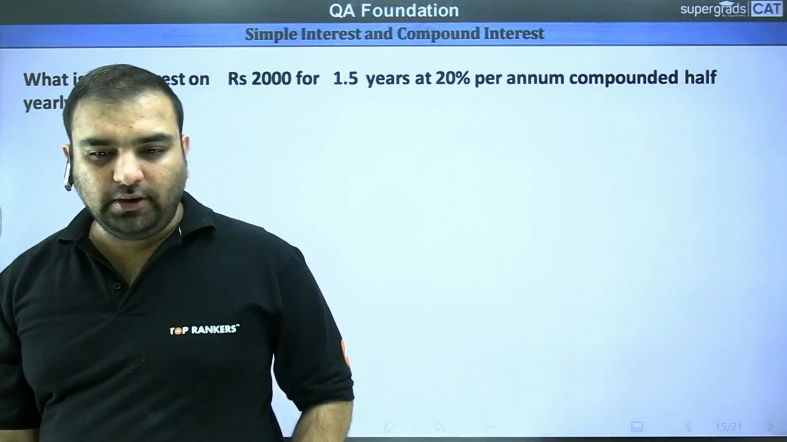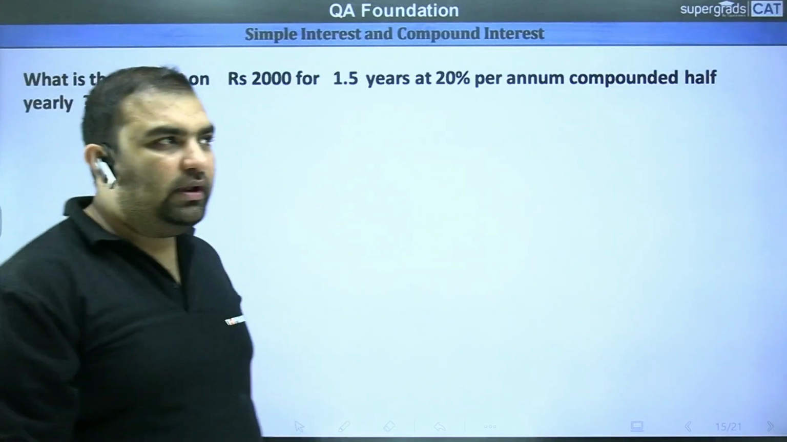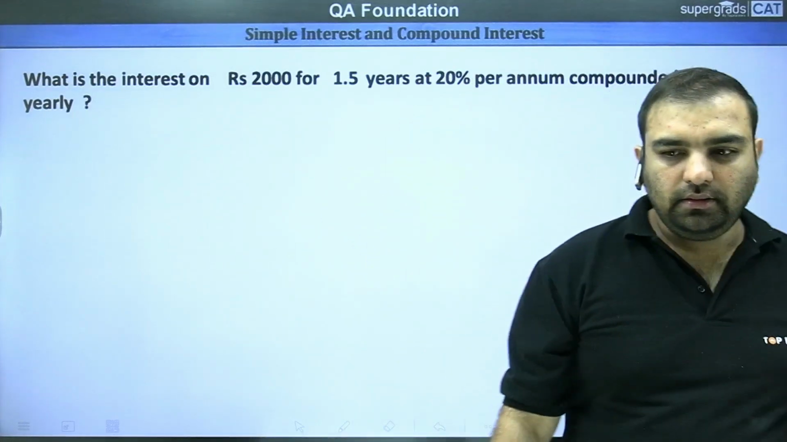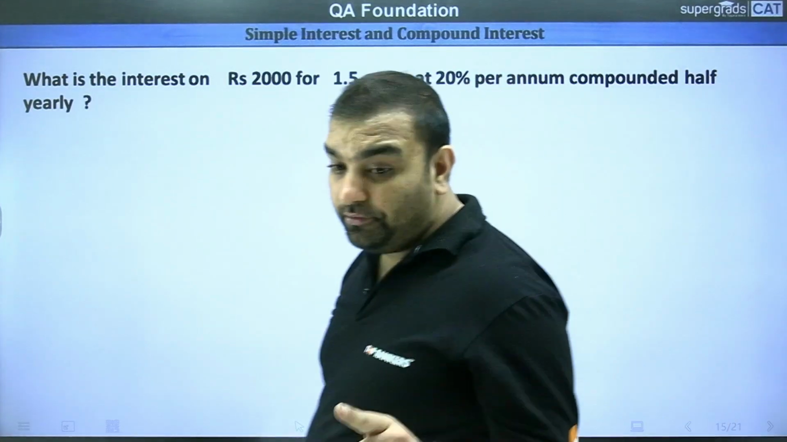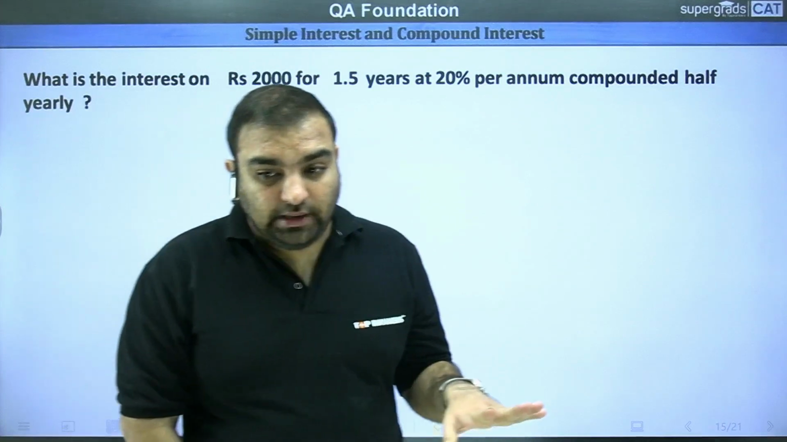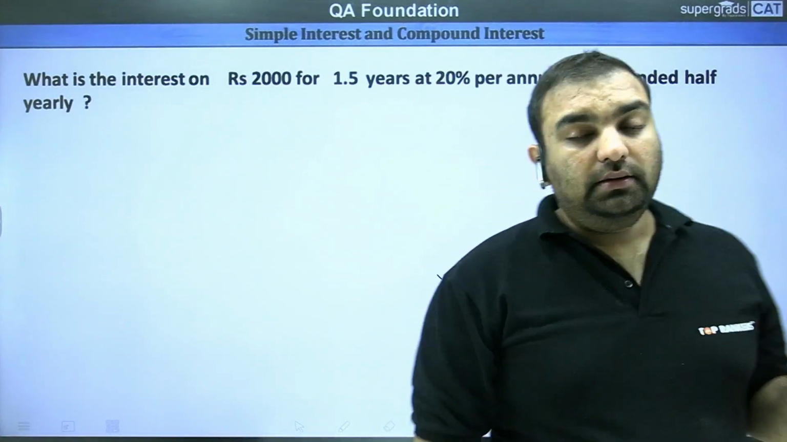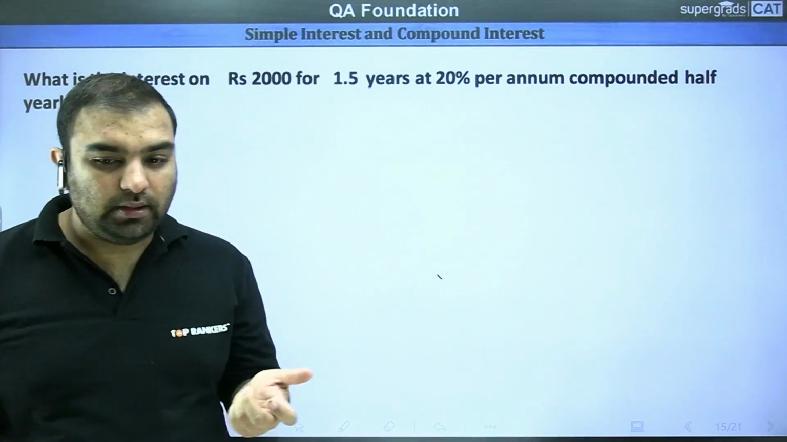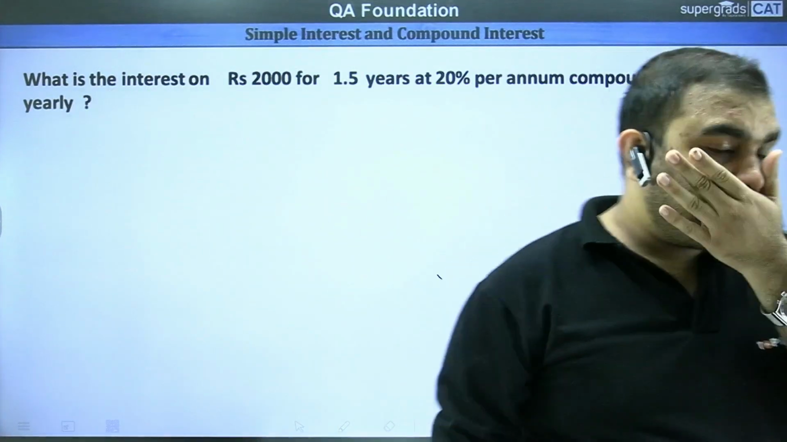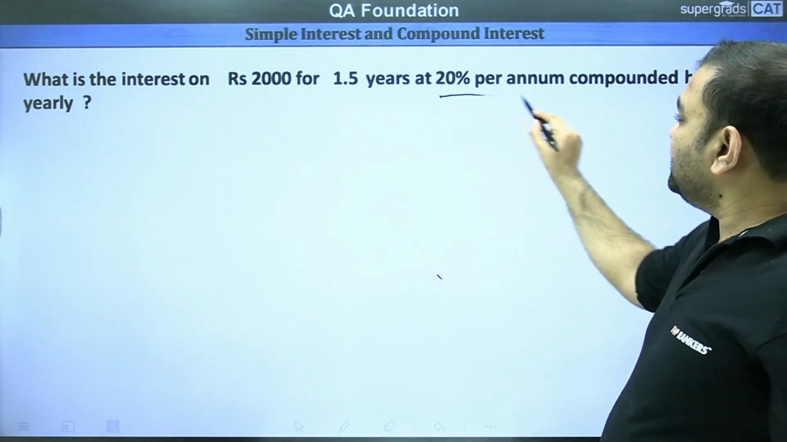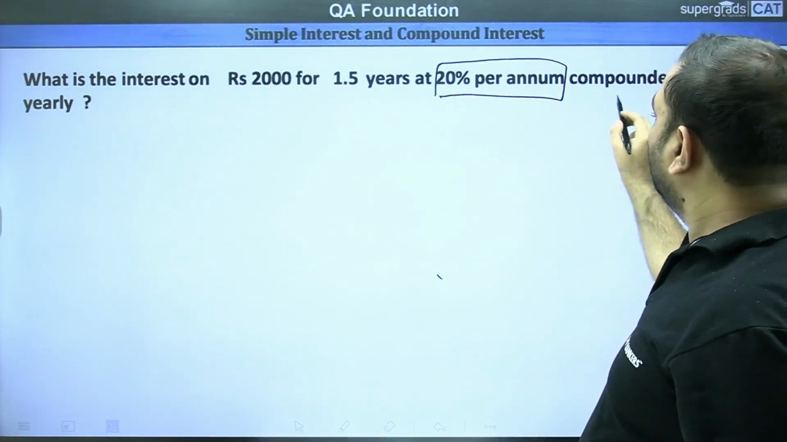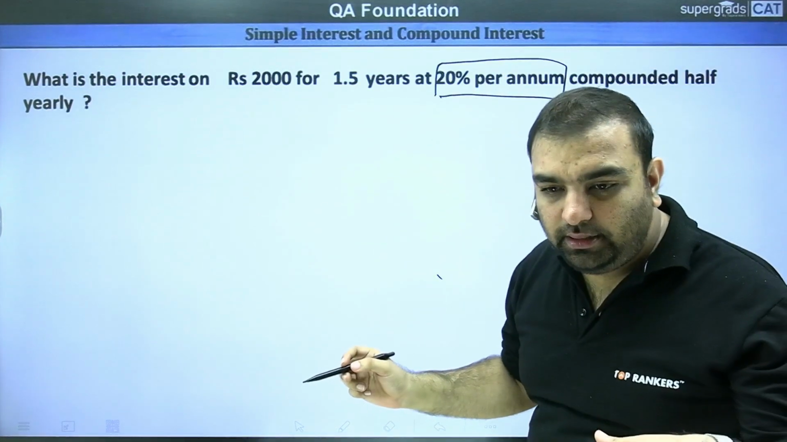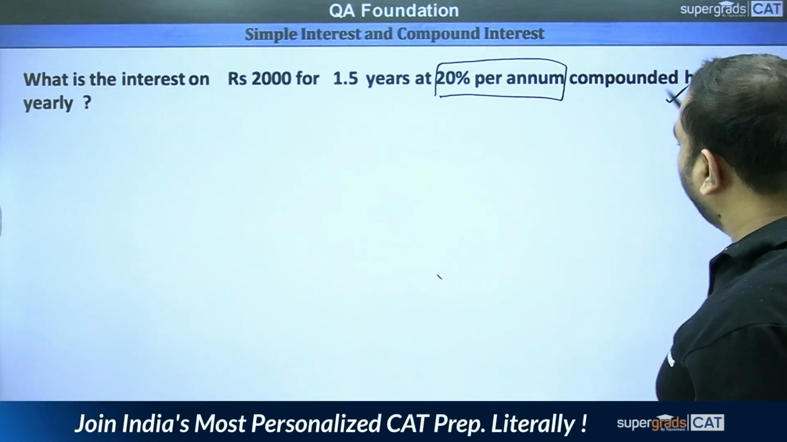Compounding is done half yearly. So now you are interested in the rate per half yearly, and the number of half yearlies. कितने होंगे? Number of half yearlies. If 20% per annum is given, I want to calculate per half yearly because compounding is done half yearly.